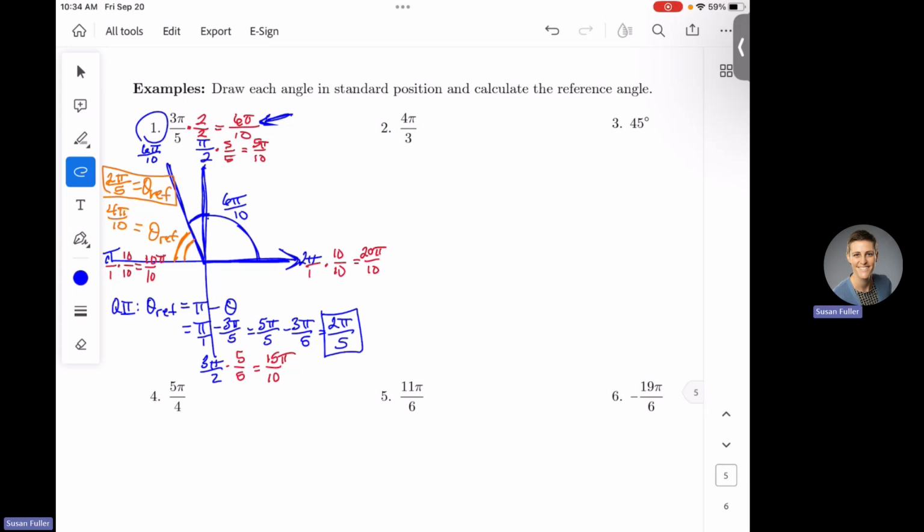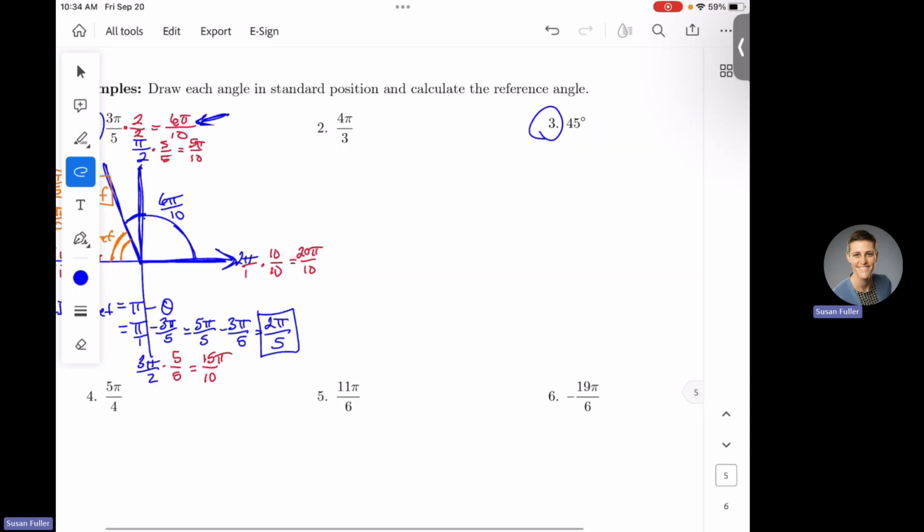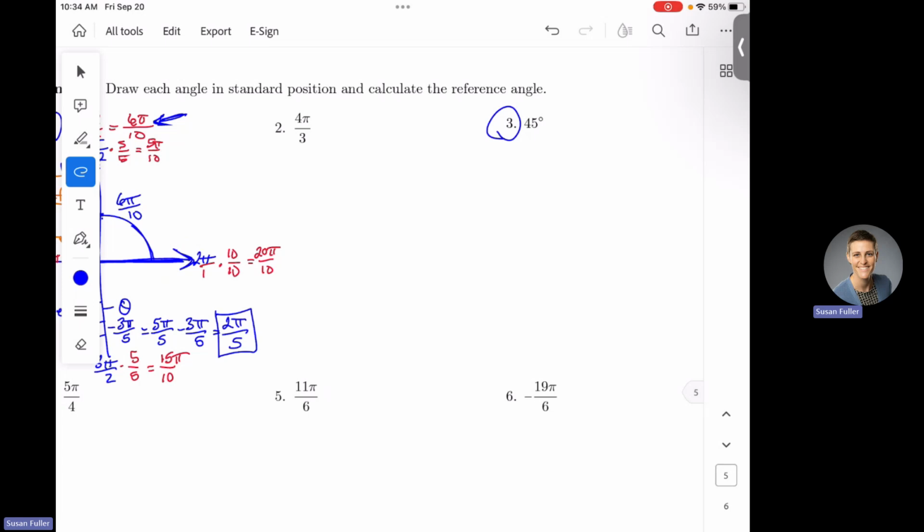But I find that if you are drawing it in standard position, it makes it much easier to kind of logic out the size of your reference angle. And that usually makes your life a little bit easier. So common denominators aren't as difficult. Okay, so that is number 1. We did number 2 in class. So I'm going to go all the way here to number 3. Let's graph 45 degrees in standard position and find its reference angle.